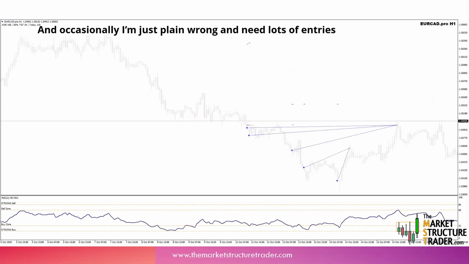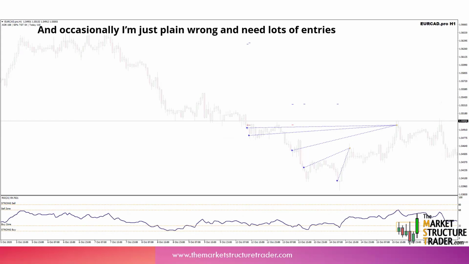Occasionally, I'm just plain wrong and I need lots of entries. Okay, so it's not going to be a one shot, one kill, one entry process like you have with normal trading. Sometimes you're going to get into 1, sometimes 2, sometimes 3 positions. Occasionally, you're going to get into situations where you might need to get into 4, 5, or 6 positions, depending on what the market conditions are.